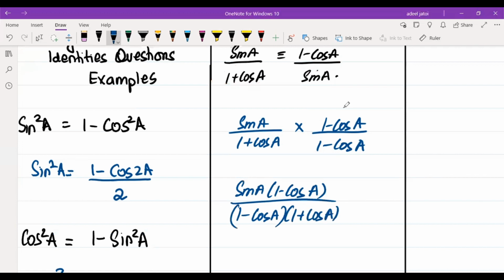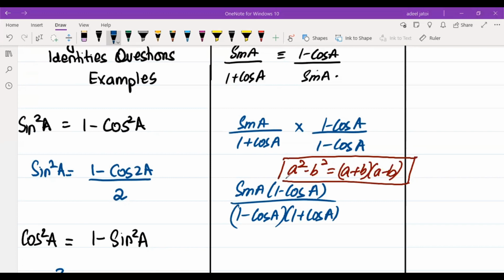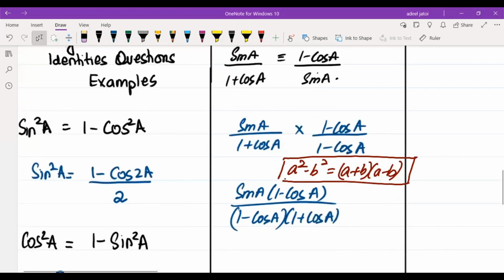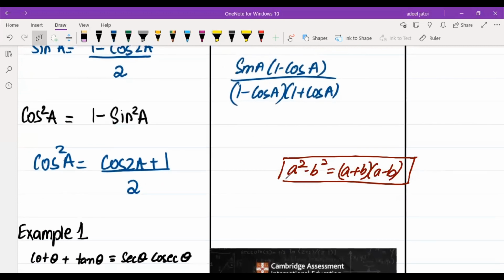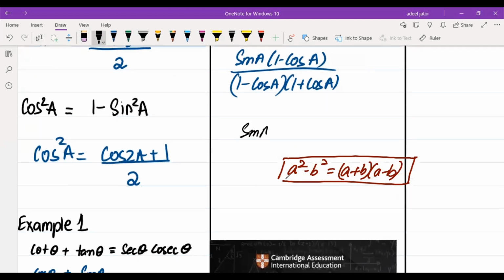Remember that we have an identity of A square minus B square as A plus B and A minus B. So when we have this identity, we can easily use it as the following. Now let's just work it out through this. Let's say that sine A, we can use it in this way, sine A 1 minus cos A, whereas 1 square minus cos square A. We can reshuffle it to the same A square minus B square. So this is 1 square minus cos square A.